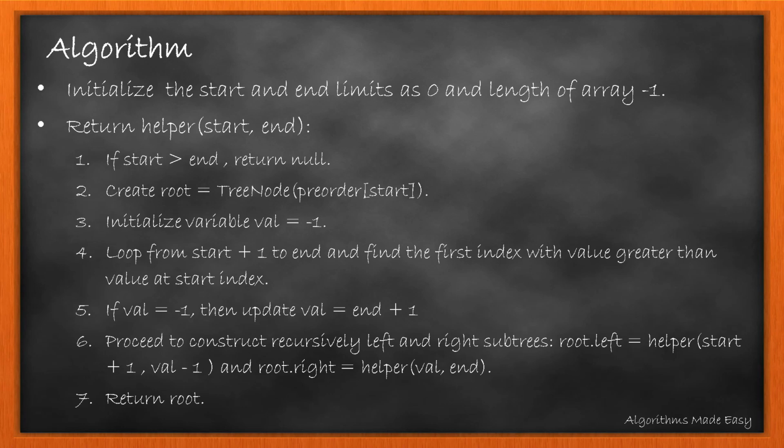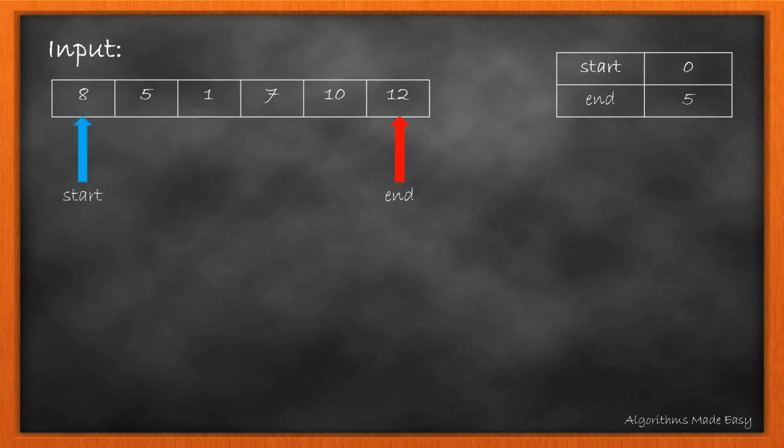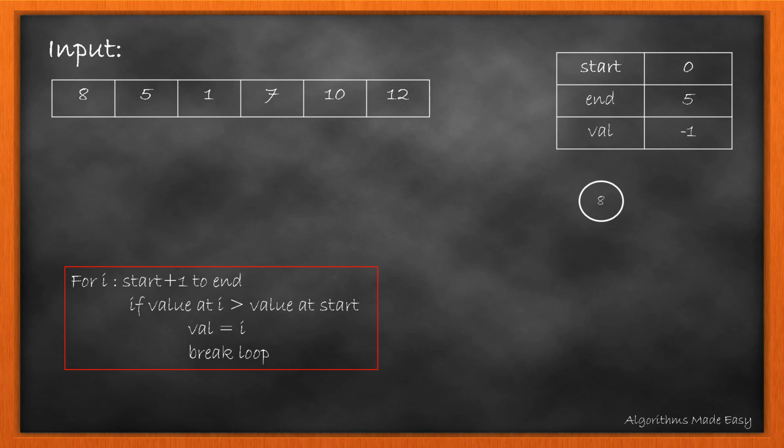Let's see it in action. We will initialize start and end limits. In this case it will be 0 and 5. Now we will check if the start is greater than end. As it is not, we move forward and create root with value at start index. Now we will initialize val to -1 and find the first index whose value is greater than value at start index. We will start from index 1.